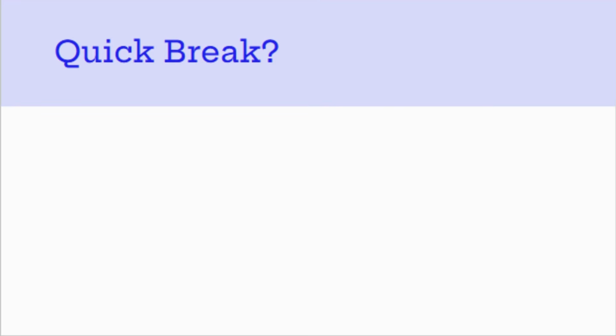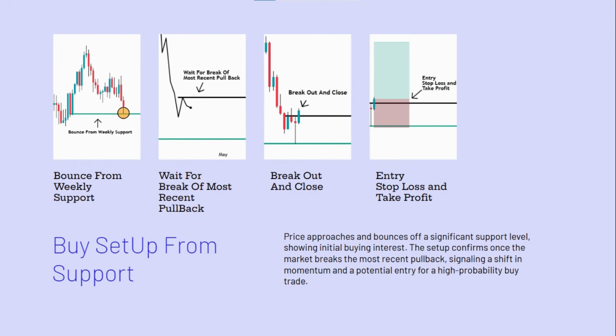Let's start with the buy setup from support. You're looking for price to bounce from a strong weekly support level. That's the key. This is a major area where price has historically reacted, and when you see a clear bounce, you don't jump in right away.